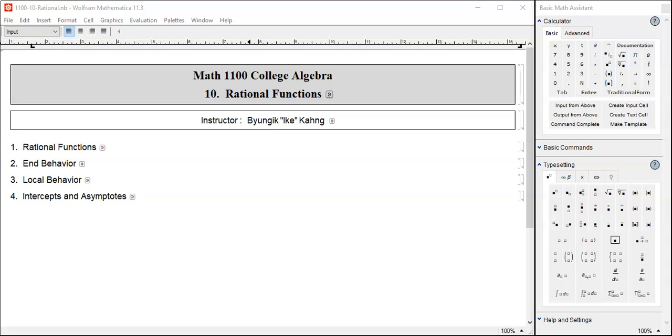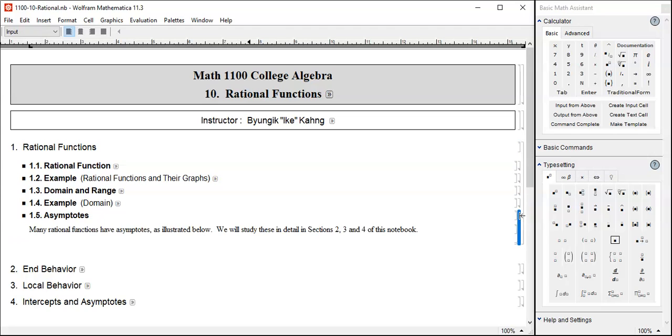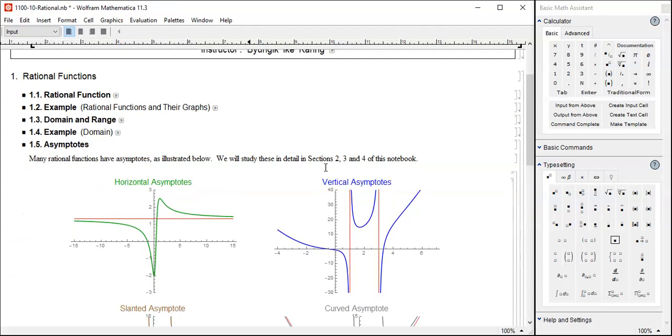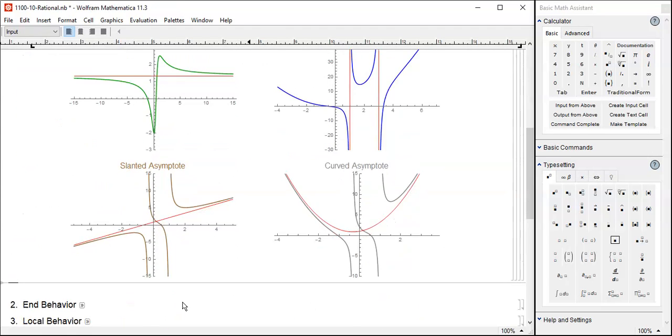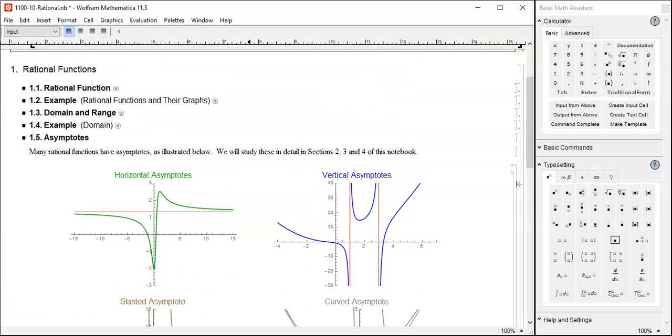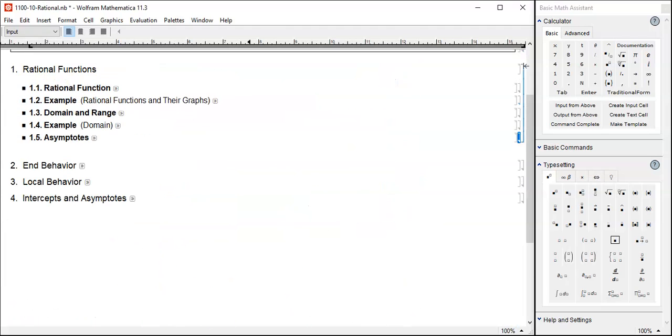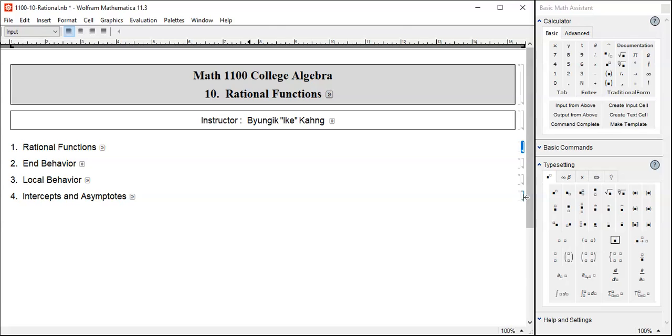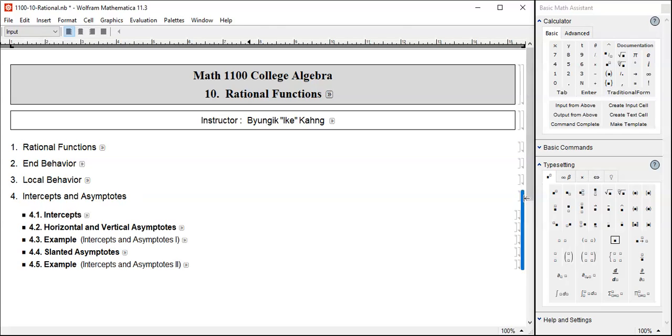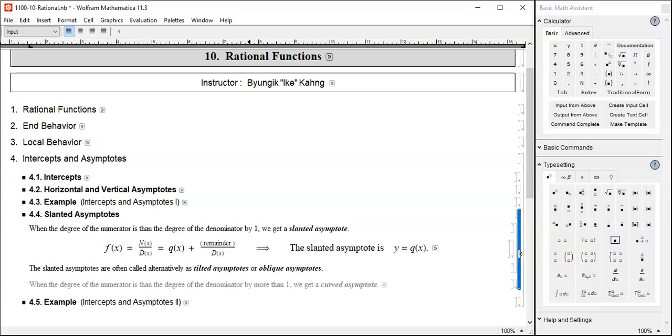Hello students, welcome back. Now let's go to the second half of section 4, and that's where we're going to consider these kinds of asymptotes: slanted asymptotes, or, if time permitting, curved asymptotes. Okay, sometimes horizontal asymptotes are not enough for the end behavior.